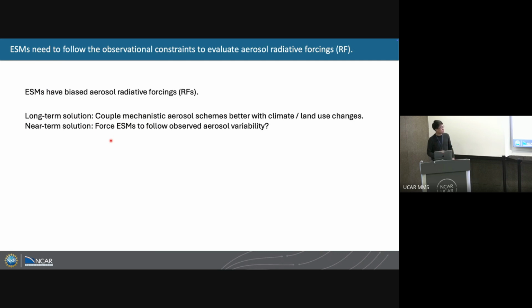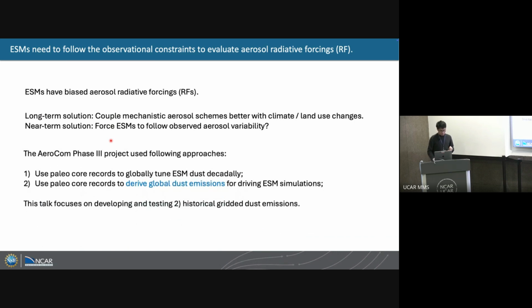So the AeroCom people will try to force ESMs to follow the observed aerosol variability. So those are the approaches that we are trying to take here. The first is to use paleo core records to globally tune Earth system model dust decadally and other aerosols decadally. And the second is to use paleo core records to derive global dust emissions data sets to drive ESM simulations. So this talk is going to talk about the second approach. We try to derive globally gridded dust emissions from the 1850s to the present day.